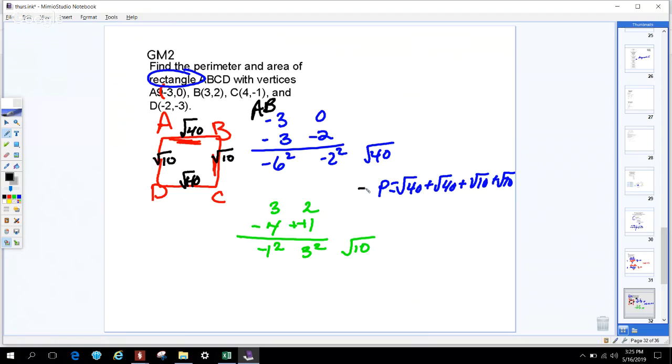So the perimeter is we add it all up. The area is we multiply, which you'll get 20. I didn't need to because the opposite sides were the same. Good question. Gucci, we can go on.